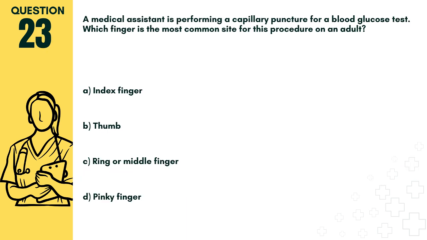Question 23. A medical assistant is performing a capillary puncture for a blood glucose test. Which finger is the most common site for this procedure on an adult? A. Index finger. B. Thumb. C. Ring or middle finger. D. Pinky finger.